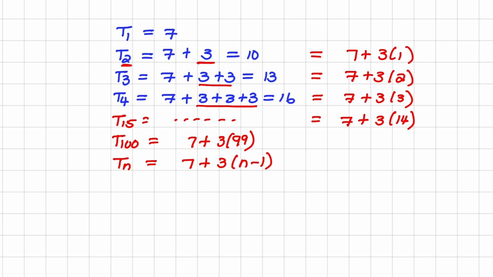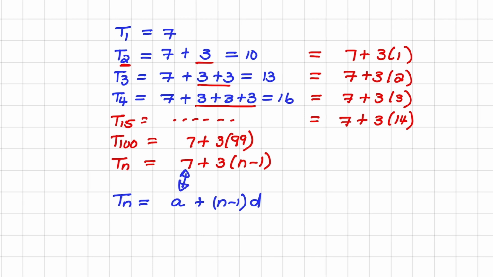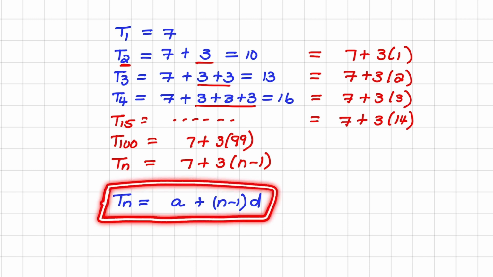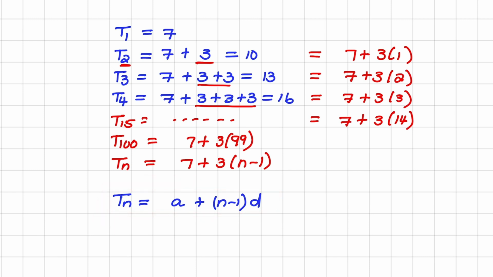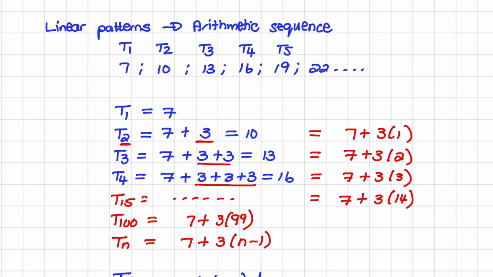Now, our general term for an arithmetic sequence was a plus (n minus 1) d. If you look at our previous pattern here, the a value represents the first term, and the d represents the difference between terms. And that's why we use Tn is equal to a plus (n minus 1) d to find the general term for a linear pattern or an arithmetic sequence.